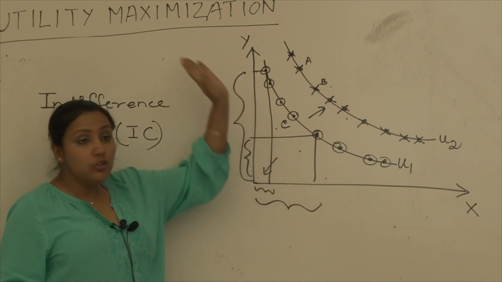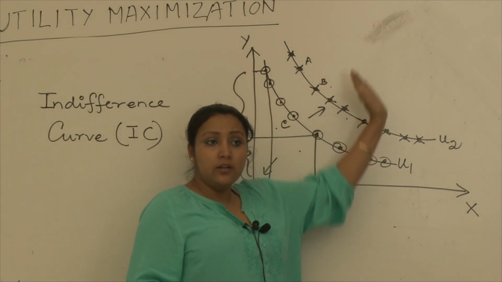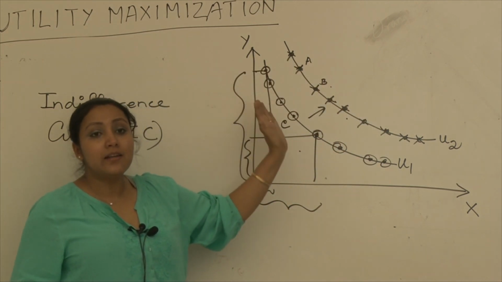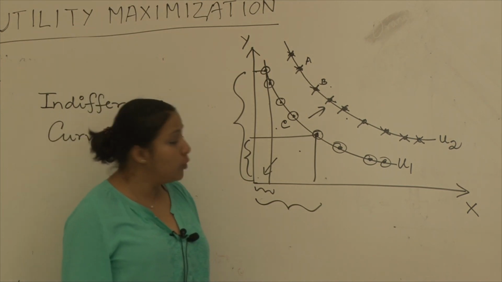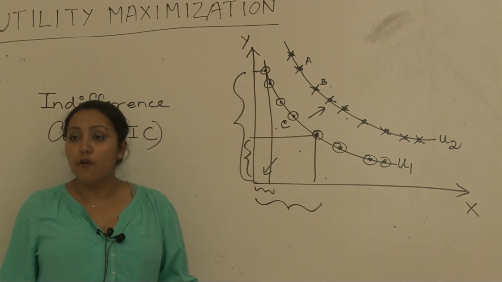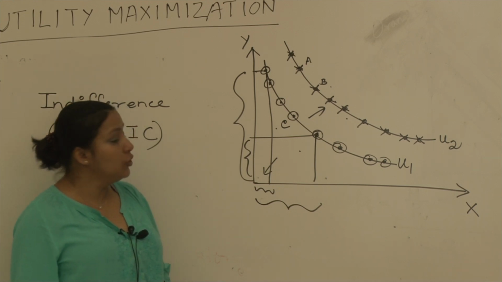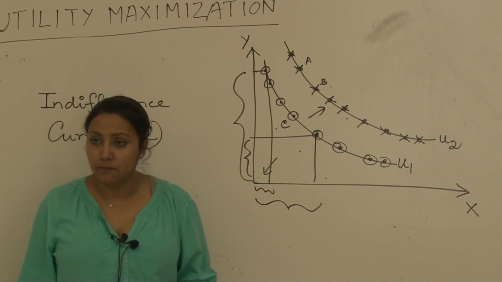So, for you, the general rule is when the indifference curve lies to the right hand side or on the top of the previous one, that is a better indifference curve. In other words, a consumer will always prefer U2 over U1. Anything that lies on U2 will be preferred by the consumer over U1.